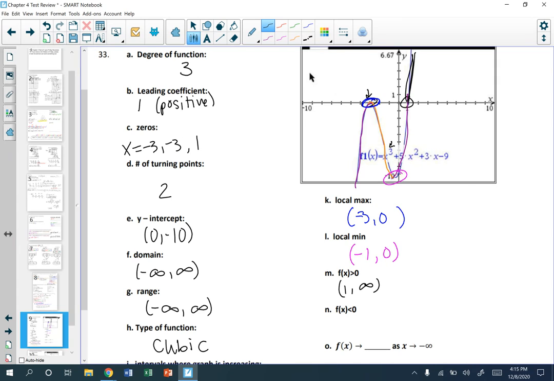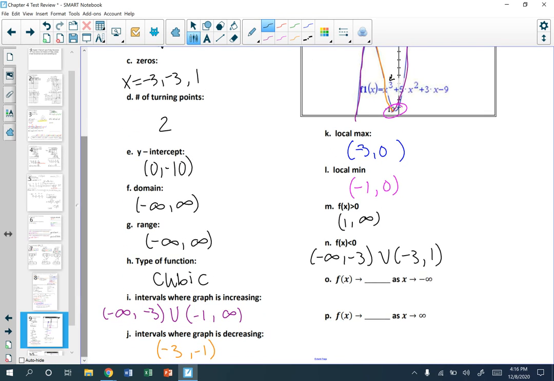Where is it less than 0? This is where we have to be kind of careful, because notice here it's equal to 0 and here it's equal to 0. So we're going to have two intervals there. So from -infinity to -3, and from -3 to 1. We have to split this into two intervals because we can't include -3, because at -3 it's equal to 0.